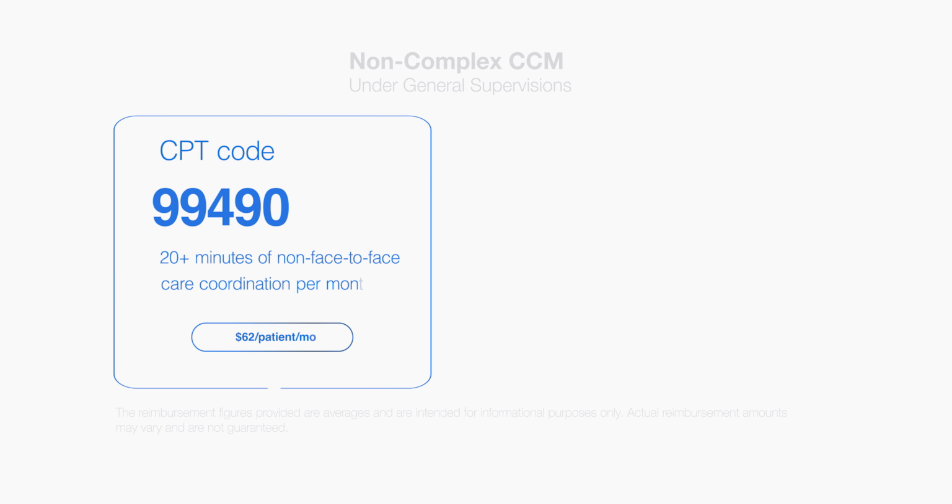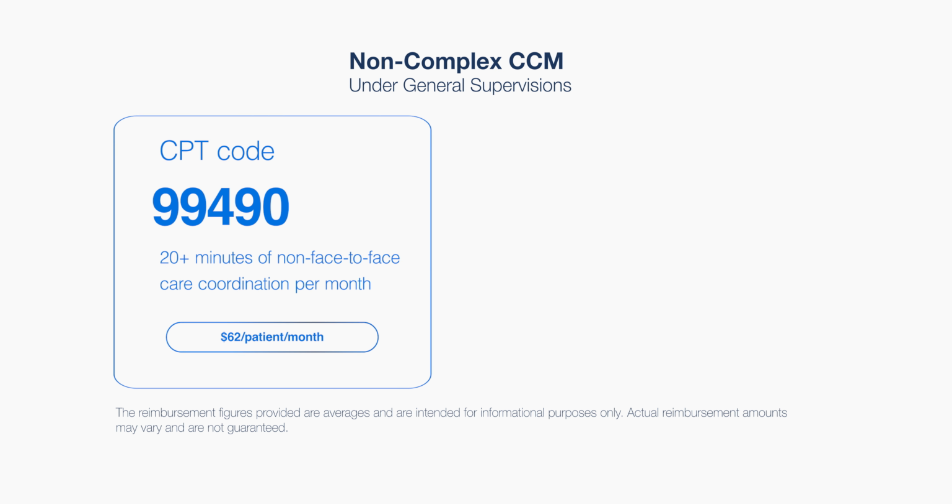Now, let's break down the codes. There are 3 CPT codes for CCM based on complexity and who provided the service. CPT code 99490 is your standard CCM billing code. It covers at least 20 minutes per month of non-face-to-face care delivered by clinical staff under provider supervision. This includes reviewing records, updating care plans, and coordinating with other providers or caregivers. The average reimbursement is around $62 per patient per month.